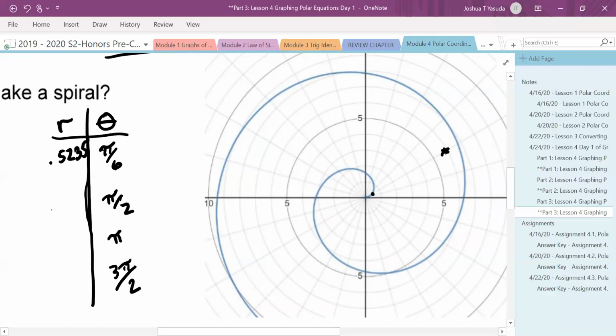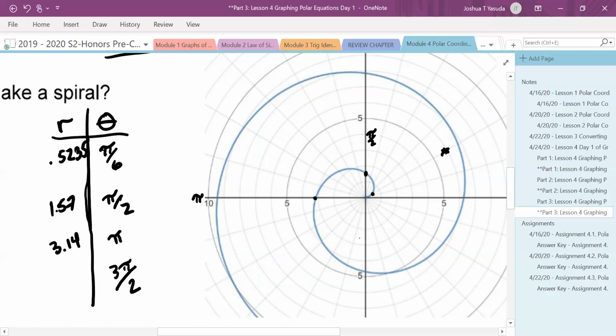If I do pi over 2, that's 1.57. So now if you go out here to pi over 2, this is pi over 2 right here. So then you go 1 and then roughly 1.5. So there's the decimal. Go to pi, we know that's about 3.14. So now the radius is roughly 3.14. So at pi, I'm going out to the left because this is pi right here in the polar plane. So 1, 2, 3, and a little bit more would make it 3.14.